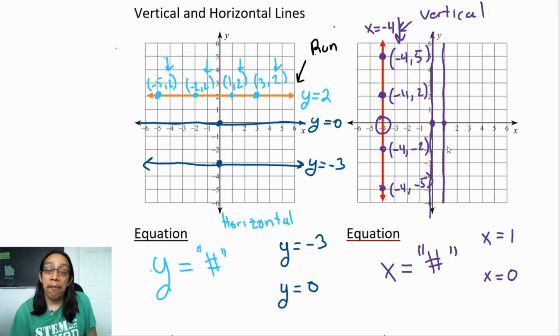So whenever they ask you to graph x equals a number, that's going to be a vertical line going through that number on the x-axis. Okay, now let's talk about the slope of this line.